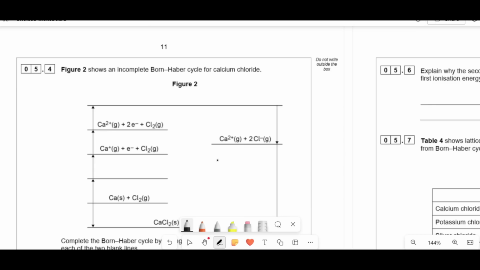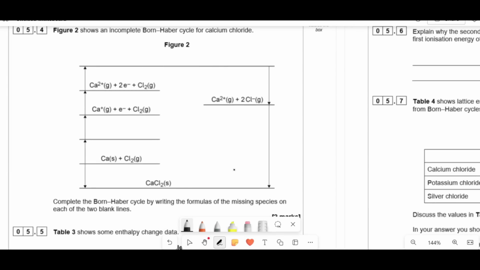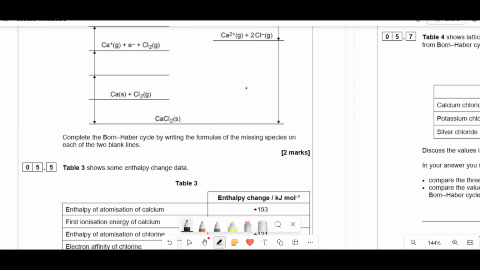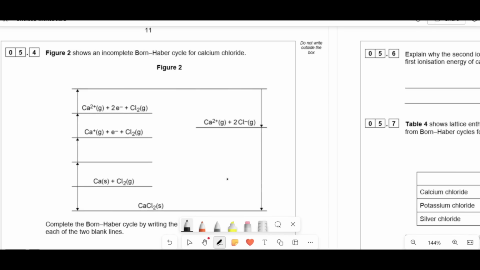So there you go. So figure 2 shows an incomplete Born-Haber cycle for calcium chloride. Complete this by writing the formulas of the missing species on each of the 2 blank lines. So, okay, you have to know your definitions here. There's no way around this. And you have to put the state symbols. If you don't say the state symbols, you're literally just wasting your time because the definitions depend on those state symbols.